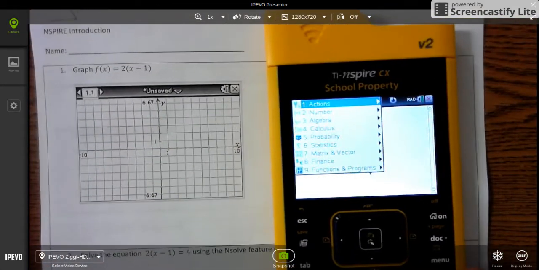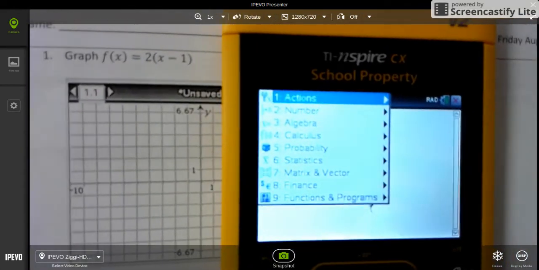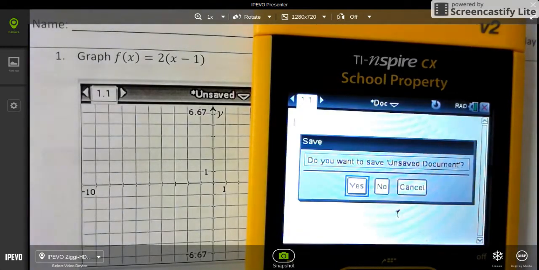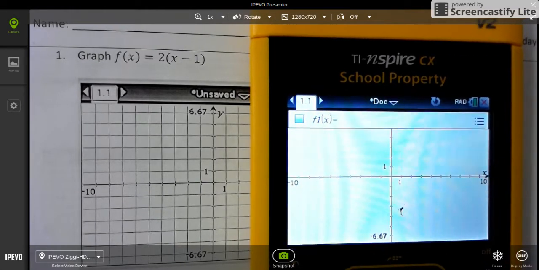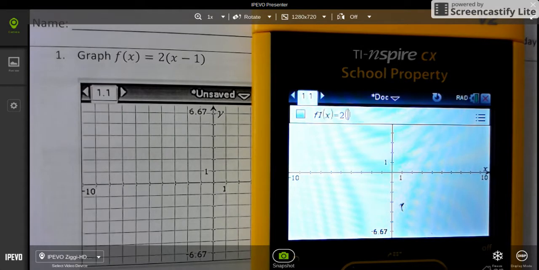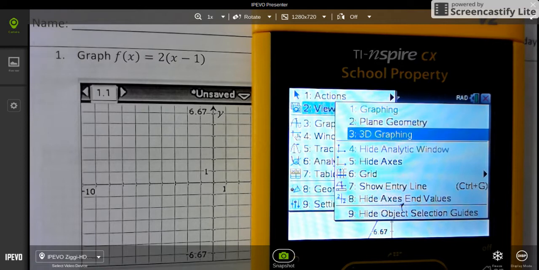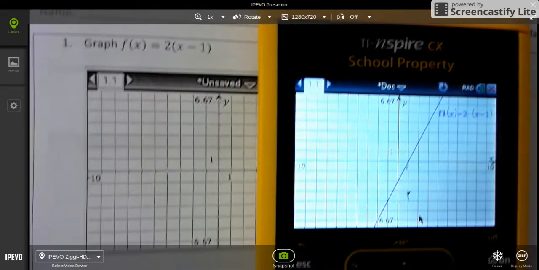Okay, so number 1, we're going to graph number 1 using the NSPIRE. To do that, you're going to go to On, New Document, No, Add Graph, and type in 2 parentheses x minus 1, press enter. Now, if you want to get a little fancier, you can add the grid lines by going Menu, View, Grid, Line Grid. Okay, that is how you graph number 1 using the NSPIRE. Let's move on to number 2.